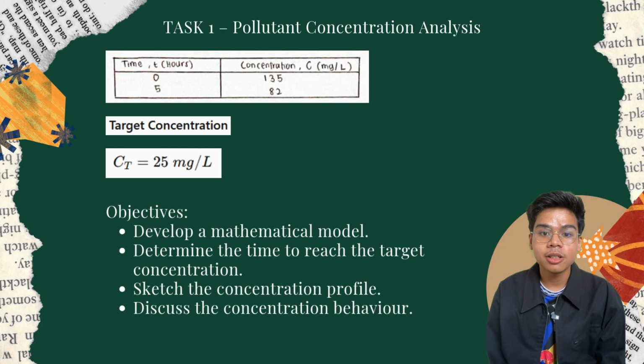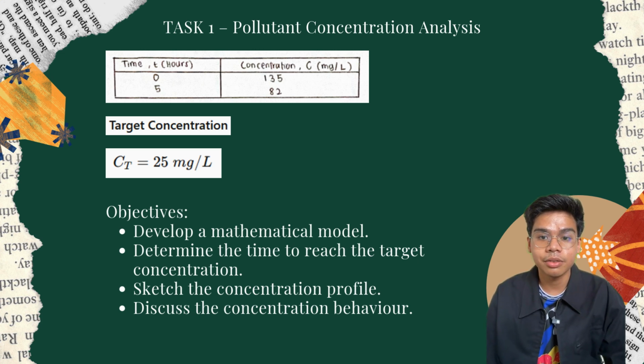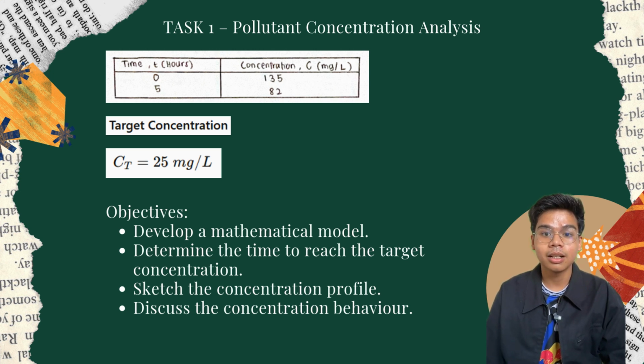Task 1, pollutant concentration analysis. Given parameters based on our group, which is group 4, this task analyzes how pollutant concentration changes during a water treatment process. The concentration decreased from 135 mg per liter to 82 mg per liter in 5 hours. Our objective is to develop a mathematical model and determine when the concentration reaches the target value of 25 mg per liter.